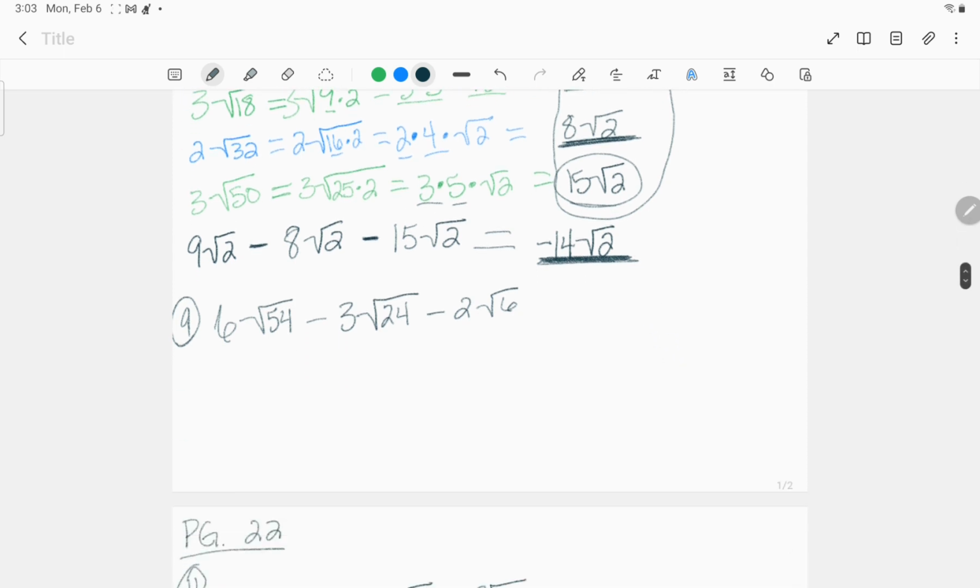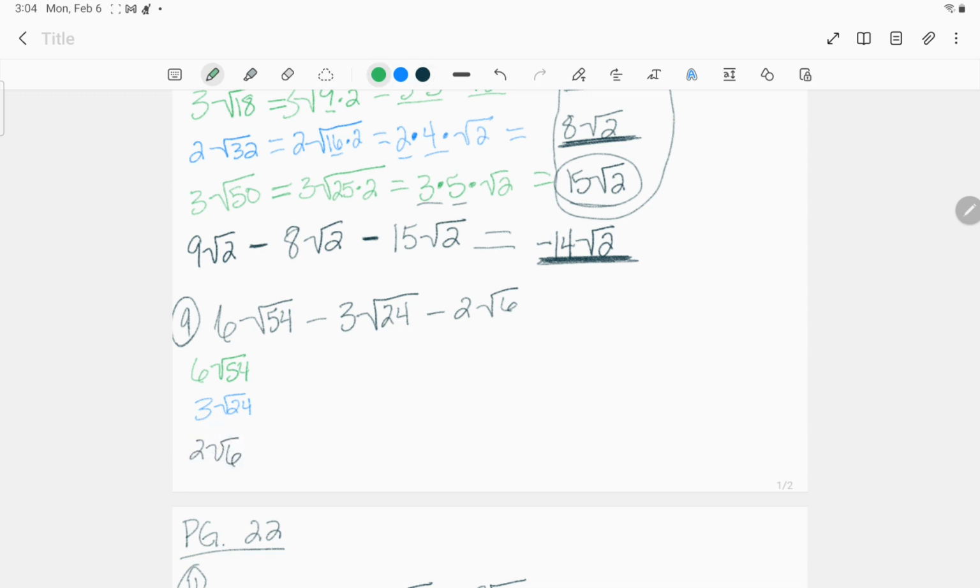Okay? So moving on and doing number 9. Number 7 and number 8 are very much the same. Once you figure out what is left under your square root, everything else is going to be that same way. Okay? So number 9: 6 times the square root of 54, 3 times the square root of 24, and 2 times the square root of 6. All right? So I'm going to write all these out down here. 6 times the square root of 54. Then I'm going to do 3 times the square root of 24. And then I'm going to do 2 times the square root of 6.